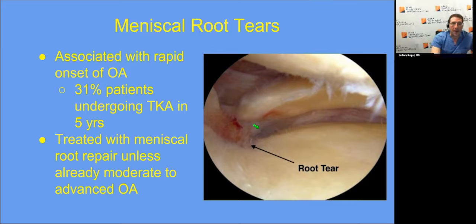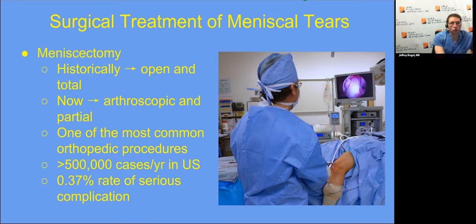And so patients with root tears, we've treated much more aggressively over the past 5 to 10 years, many getting root repairs where we can actually try to re-anchor the meniscus back into the bone. And if it's done before there's any significant amount of arthritis, you may be able to prevent that patient from going on to getting arthritis and maybe needing a knee replacement at a young age.